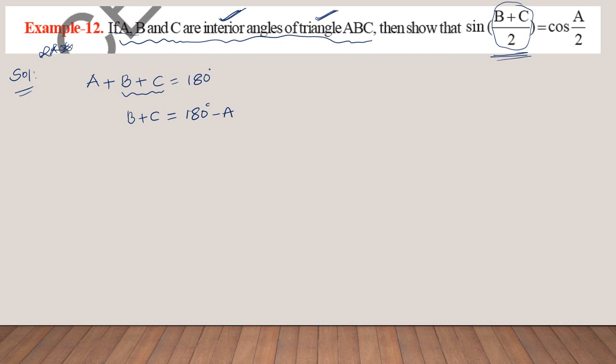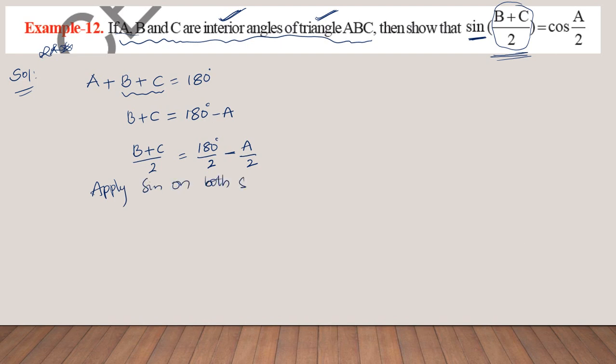Now since I need B plus C by 2, for that what I am going to do is divide by 2 on both sides. Then what am I going to have? This I can write as 180 by 2 minus A by 2. Right. So B plus C by 2 I can write as 180 by 2 minus A by 2. Before B plus C by 2 what should I have? I should have sine. So for that I am going to apply sine on both sides.